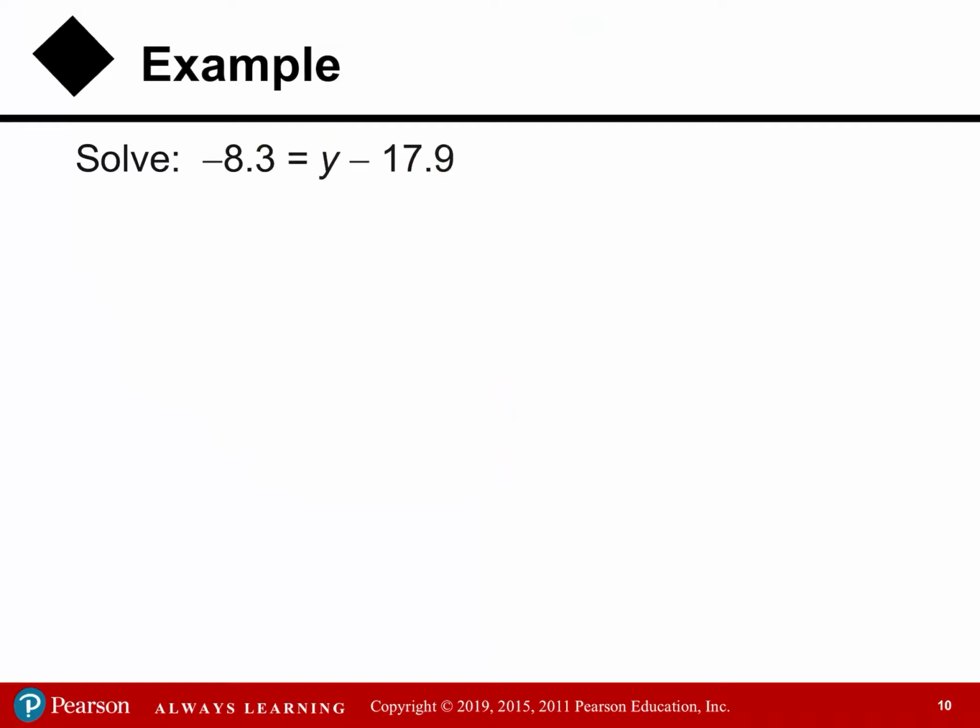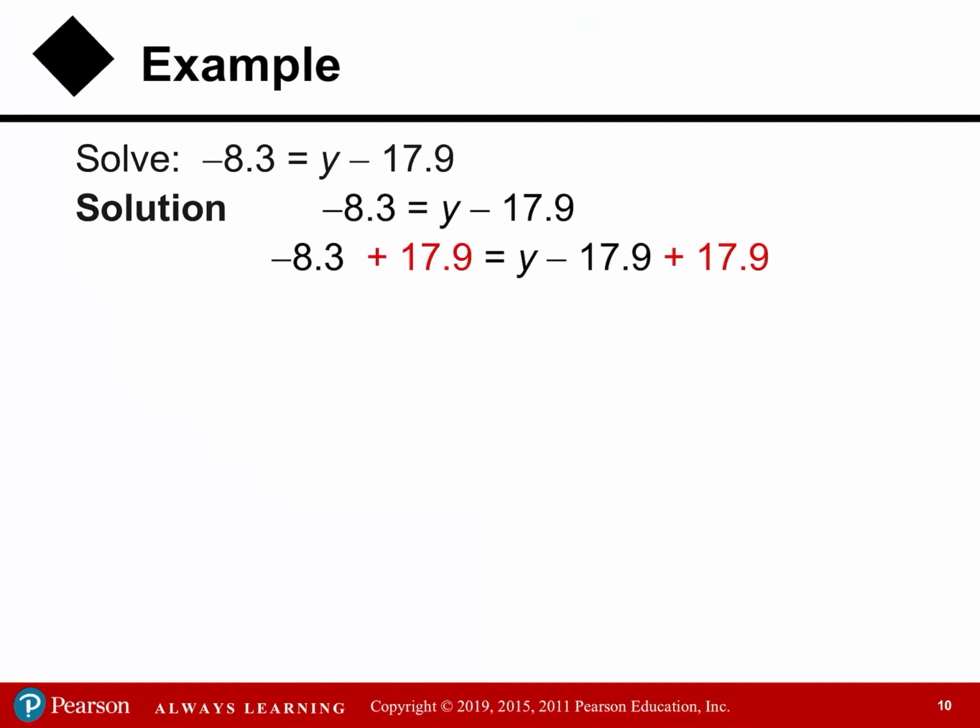So same idea works. Even though we have decimals, don't let that throw you off. Feel free to use a calculator if you're a bit stumped or you don't want to do it by hand. So let's go ahead and use our addition property. So we're going to add the same thing on both sides. I want to get y by itself, and this number is a problem.